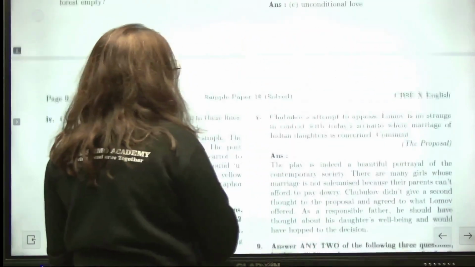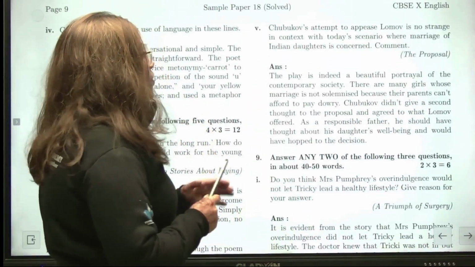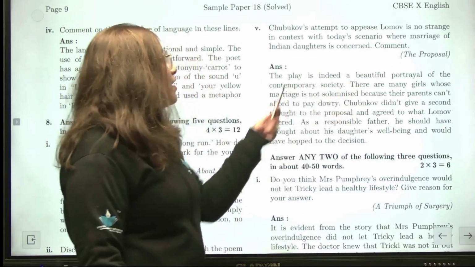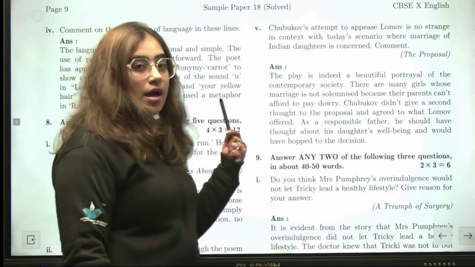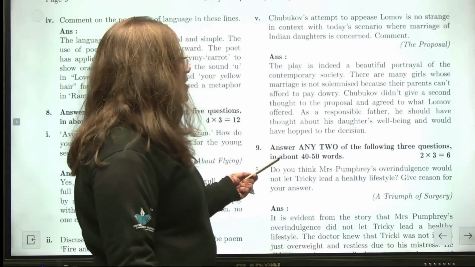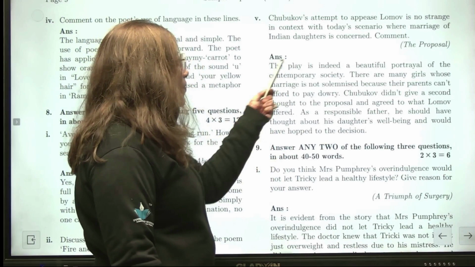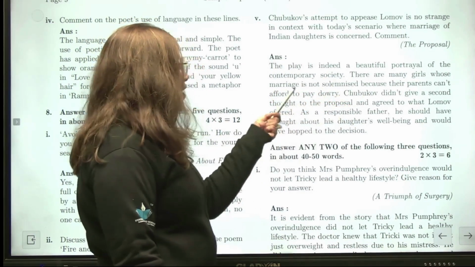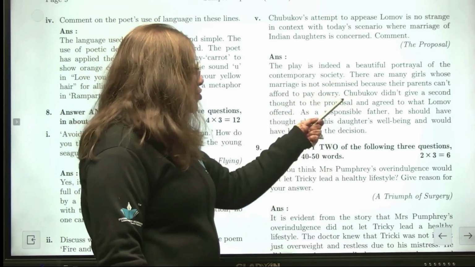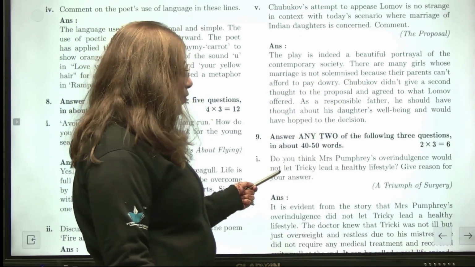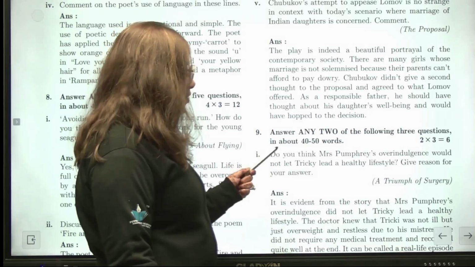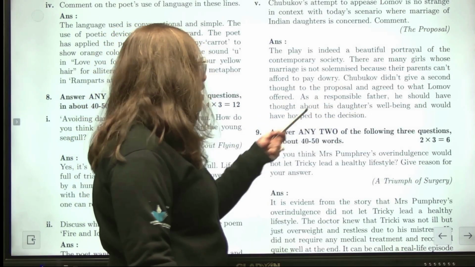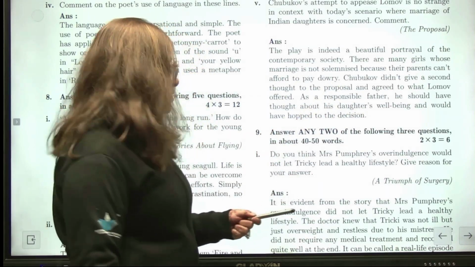Clear? Then after that, Shubukov's attempt to appease Lomov is no strange thing in the context of today's scenario where the marriage of Indian daughters is concerned. Comment. So the play is indeed a beautiful portrayal of contemporary society. There are many girls whose marriage is not solemnized because their parents can't afford to pay dowry. Shubukov did not give a second thought to the proposal and agreed to what Lomov offered. As a responsible father, he should have thought about his daughter's well-being.